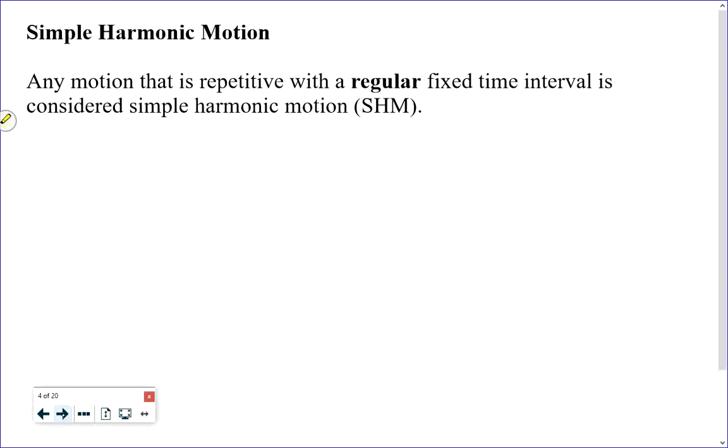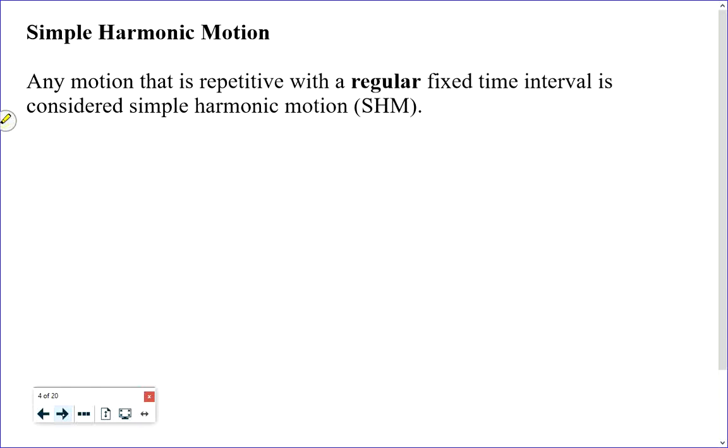So simple harmonic motion is any motion that's repetitive with a constant time of repetition. And that's key. It isn't some kind of random motion. It has to be in some way a back and forth motion, an up and down motion, a to and fro motion, but the time it takes to go through one complete cycle must be the same.